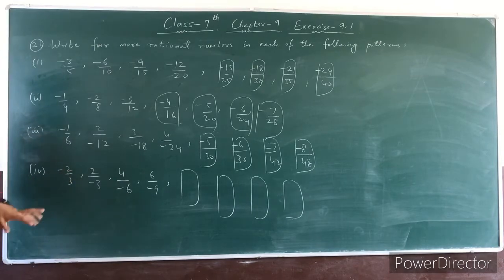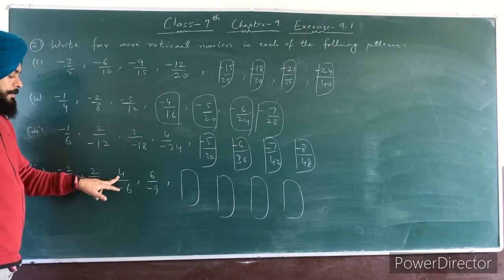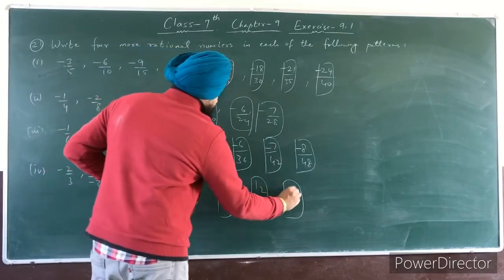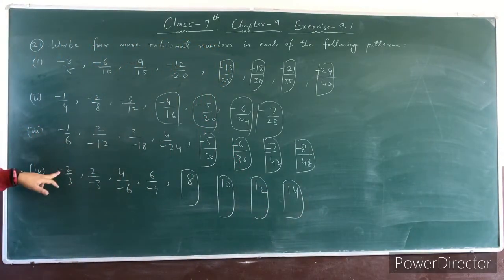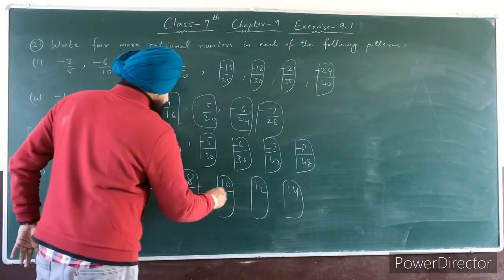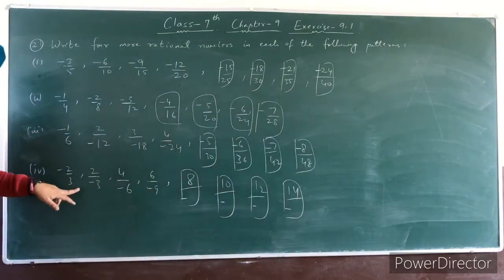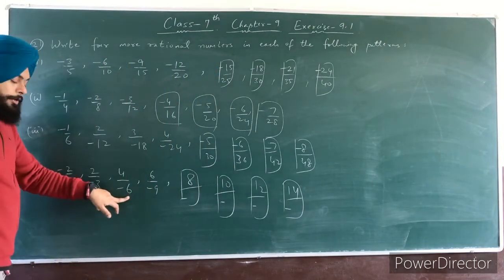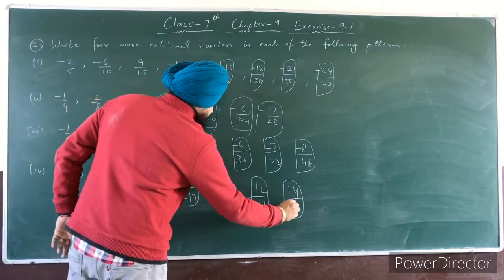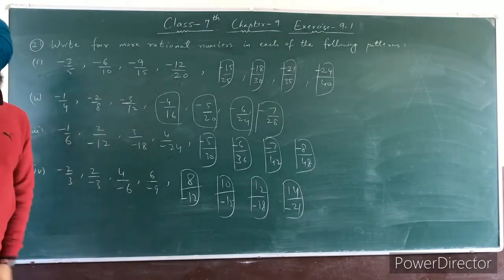It's the same thing. So in the numerator you can just write the multiples of 2. 2 1s are 2, 2 2s are 4, 2 3s are 6, 2 4s are 8, 10, 12, 14. And the negative sign, you can write it in the numerator or in the denominator. And the denominator is the multiple of 3. 3 1s are 3, 3 2s are 6, 3 3s are 9, 3 4s are 12, 15, 18, 21. Alright, children, so this is your question number 2.